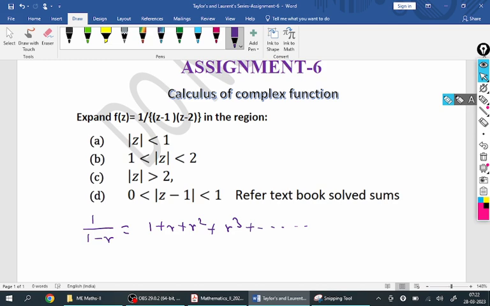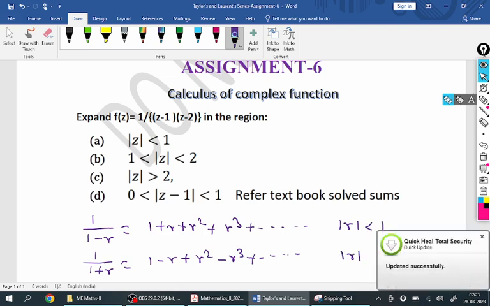This is the one formula which is the most important. 99% of the cases you require this formula. The other formula is 1 upon 1 plus r, where we have alternate plus and minus signs: 1 minus r plus r square minus r cube plus so on. And the most important thing, both these formulas are applicable only if mod of r is less than 1.